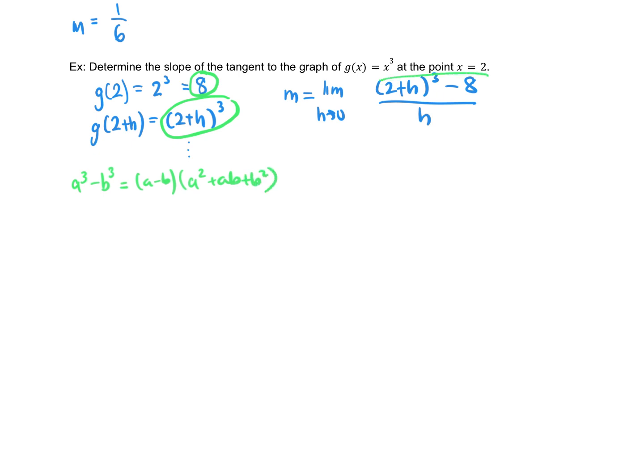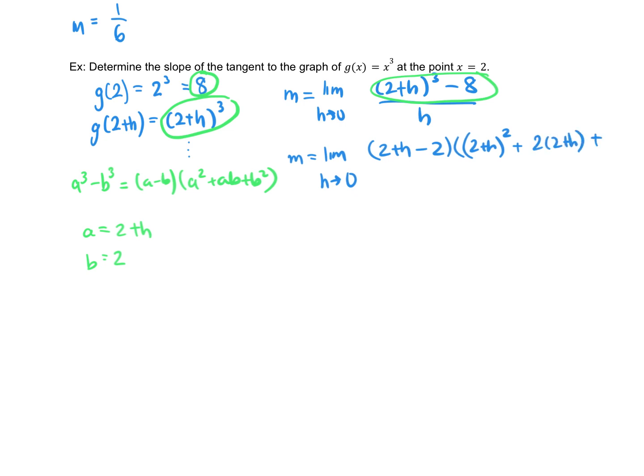So when I look at this expression here, the cube root of (2 plus h) cubed is just 2 plus h. So a is 2 plus h, and the cube root of 8 is 2. So now let's try this out. So a minus b, so 2 plus h minus 2, times (2 plus h) squared for a, plus a times b, so 2 times (2 plus h), plus b squared, so 2 squared, which is 4, all over h.